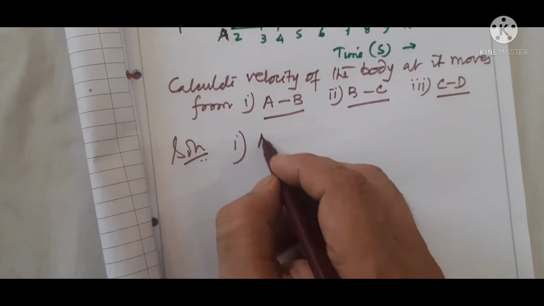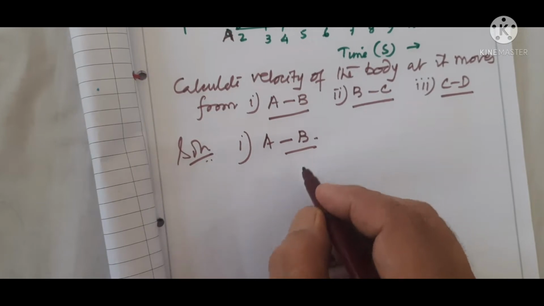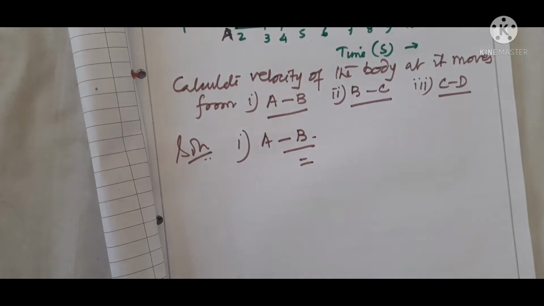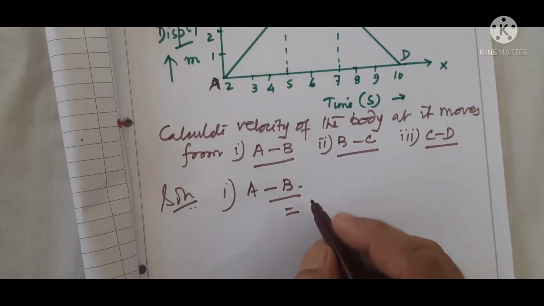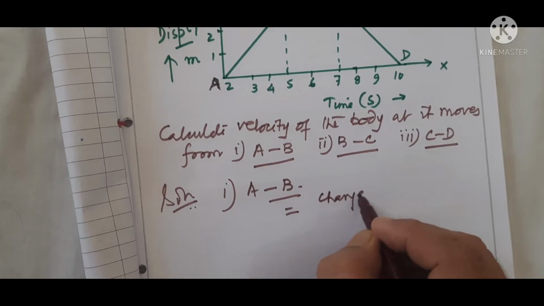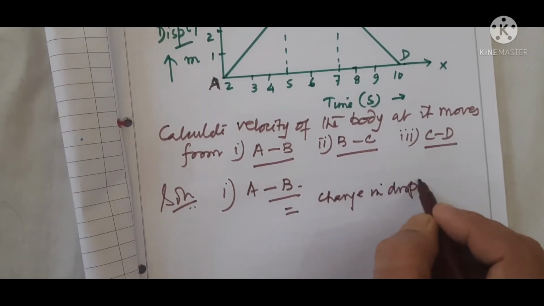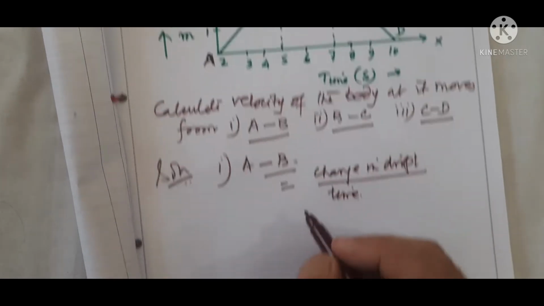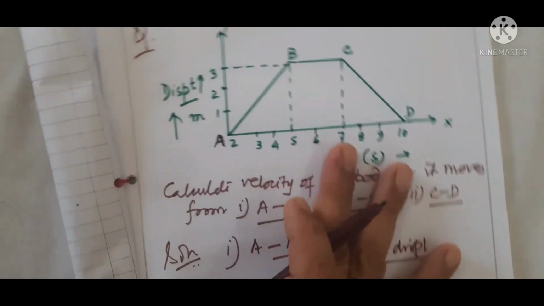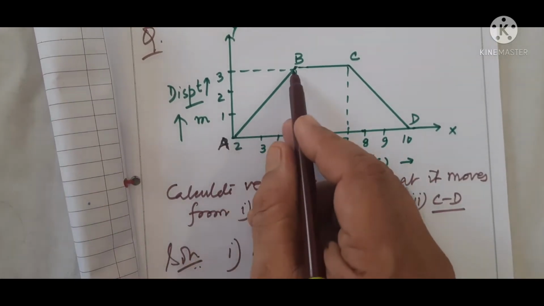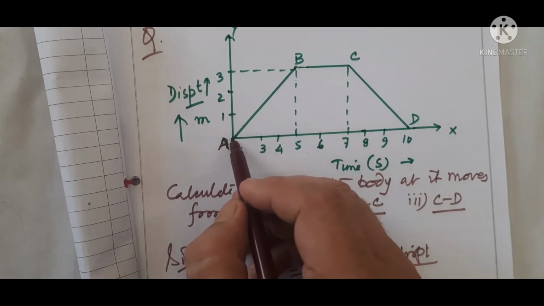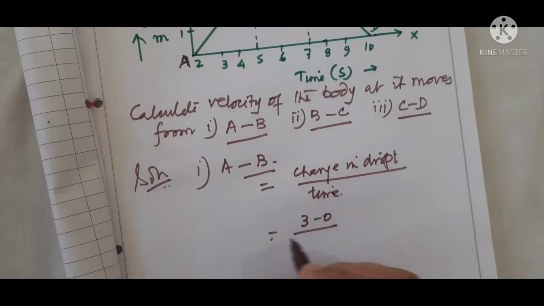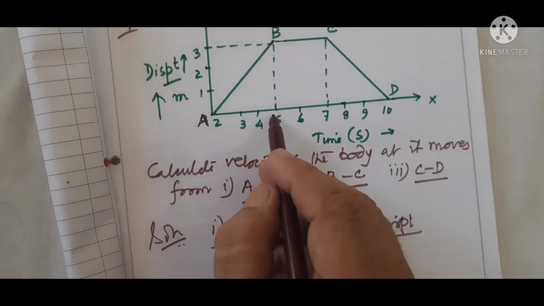Number one, when the object is moving from A to B, velocity is change in displacement by net time, the time taken to change. So what is the change in displacement? Just to see the object, यहाँ पर पहले ये डिस्प्लेसमेंट था 3, यहाँ पर क्या था 0, 3 minus 0, that is your change in displacement, 3 minus 0 by time. टाइम कितना लगा? 5 minus 2.